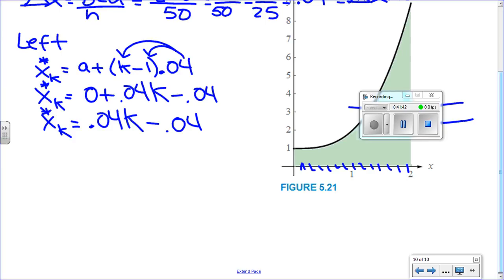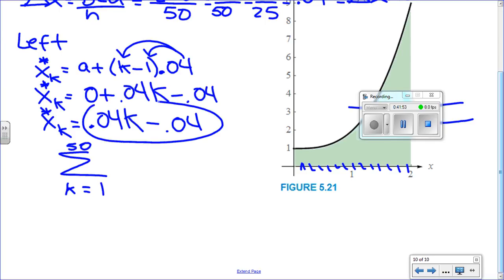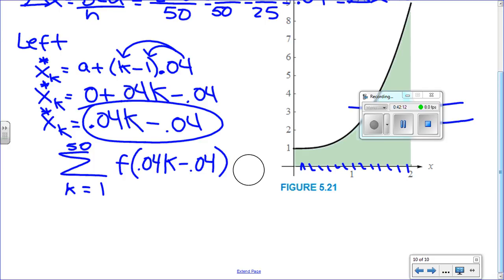Okay? So then to find the Riemann sum, you will do the following with sigma notation. We start at 1, we stop at 50, and then we're going to take the function of those values. So it's going to be f of 0.04k minus 0.04 times delta x, which is 0.04, constant, correct? So that's what you will enter on the calculator.